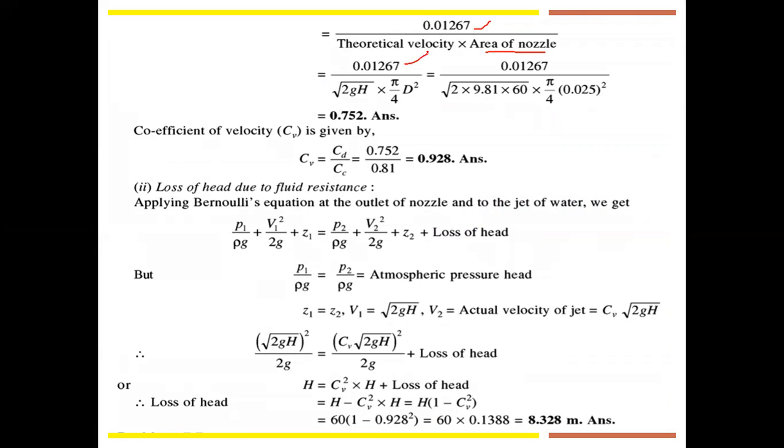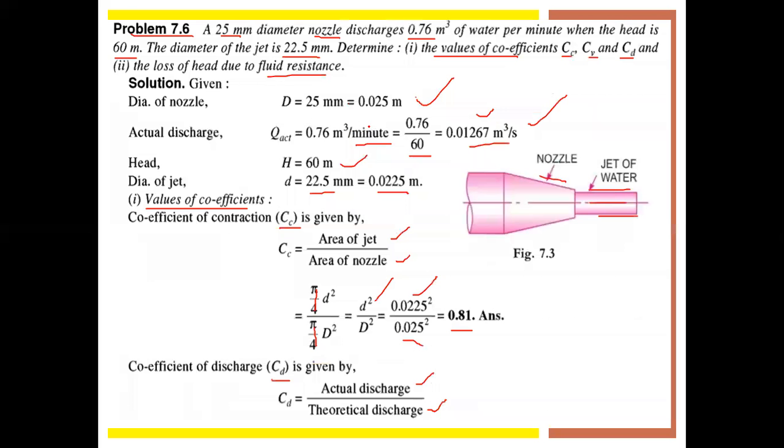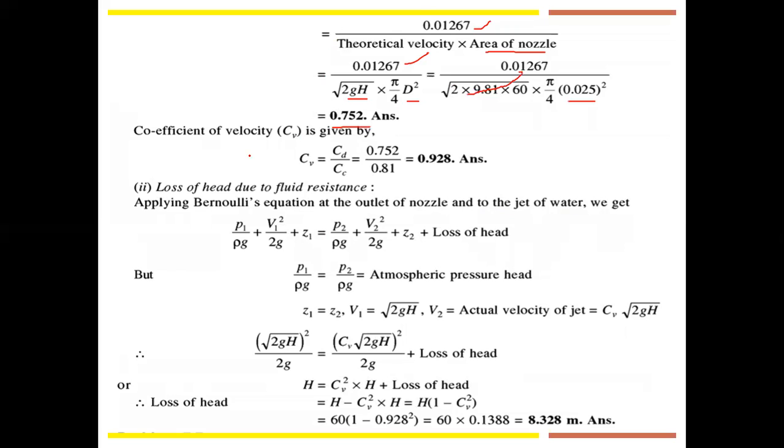Therefore, actual divided by root 2gh into pi d square by 4. Therefore the value is root 2gh into pi d square by 4. Then we got the value CD. Then what is CV? The CV is given by CD by CC. So already we got the CD value, right? We know the CC value. Substituting here, we are getting the answer.